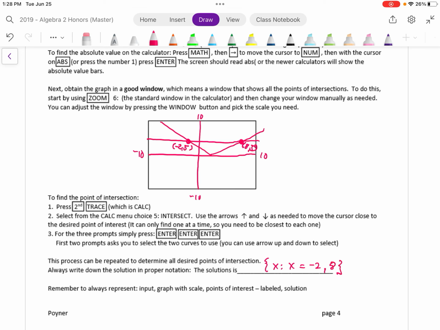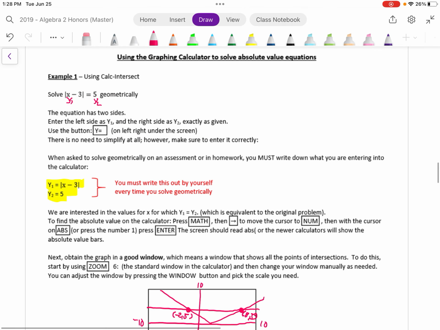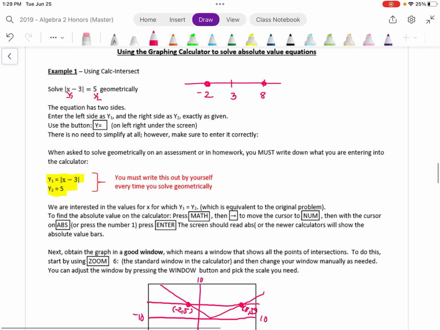Now, this is a simple enough problem that we could do it conceptually. So if you look back at the problem itself, it actually means all the values that are 5 away from 3, and 5 away from 3 is -2 and +8. So, oh, look, geometrically, I'm finding on the graphing calculator the correct answer. It's just a different way. Now, I picked a simple problem so that you can see, okay, I get the same answer regardless of which method I'm choosing to use. So in this case, it's the graphing calculator.